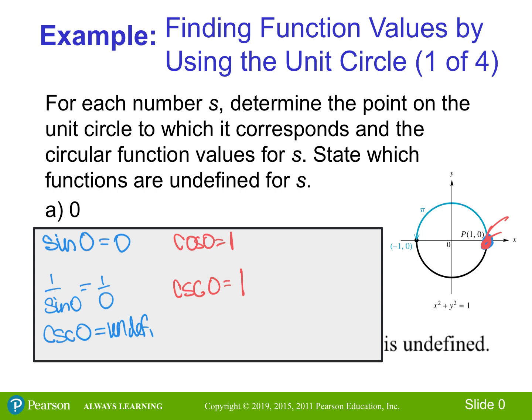And then I have my tangent function, and the tangent of 0 is really equal to my sine value divided by my cosine value. Well, sine was equal to 0 divided by my cosine, which is 1. So my tangent is going to equal 0. Now the reciprocal of tangent is cotangent. So the cotangent of 0, instead of being 0 over 1, is going to be 1 over 0. So that tells me that my cotangent is going to be undefined as well.